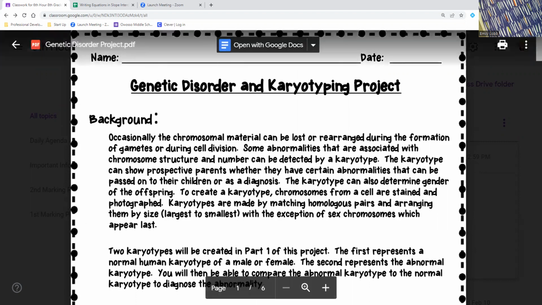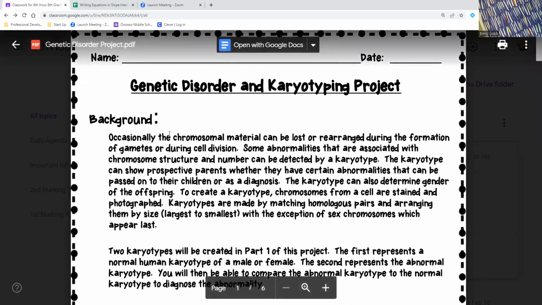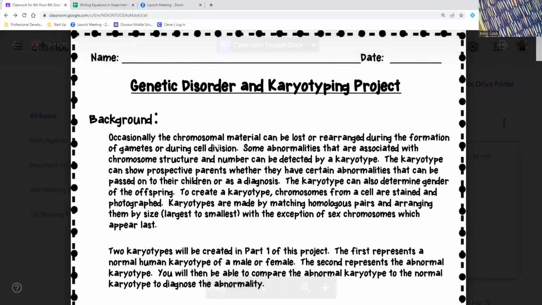Genetic disorder and karyotyping project. So occasionally the chromosomal material can be lost or rearranged during the formation of gametes or during cell division. What process makes gametes? Mitosis or meiosis? Meiosis. So remember, your gametes only have half the number of chromosomes as your normal cells.